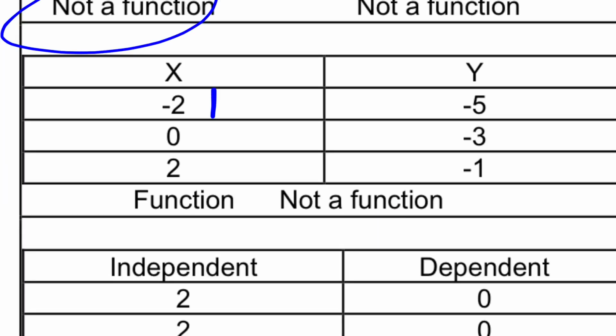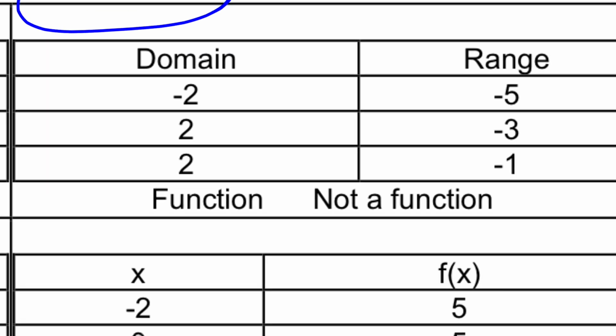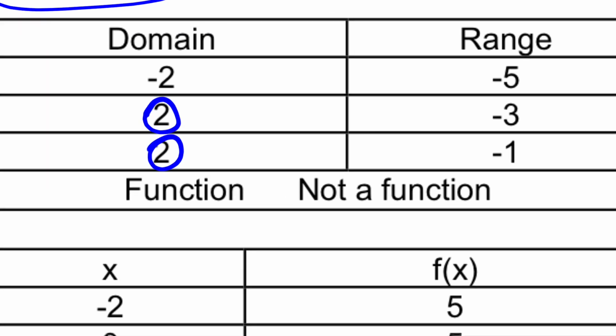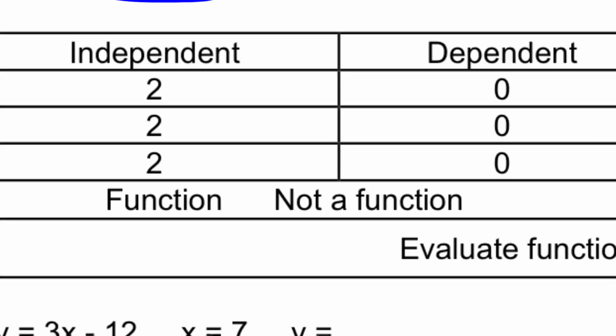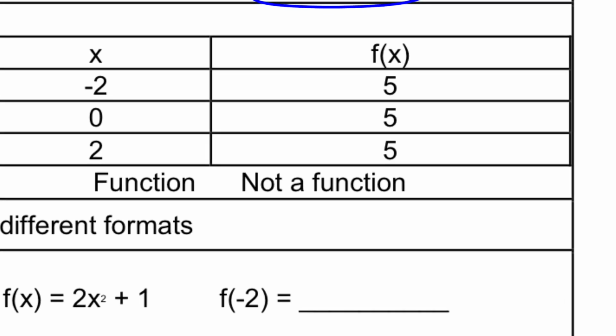Notice that none of the x values repeat. Function. The x values repeat with different y values, not a function. Though the x values all repeat, they have the same y value. So that works. And here none of the x values repeat, only the outputs repeat, which is fine. That can be a function.